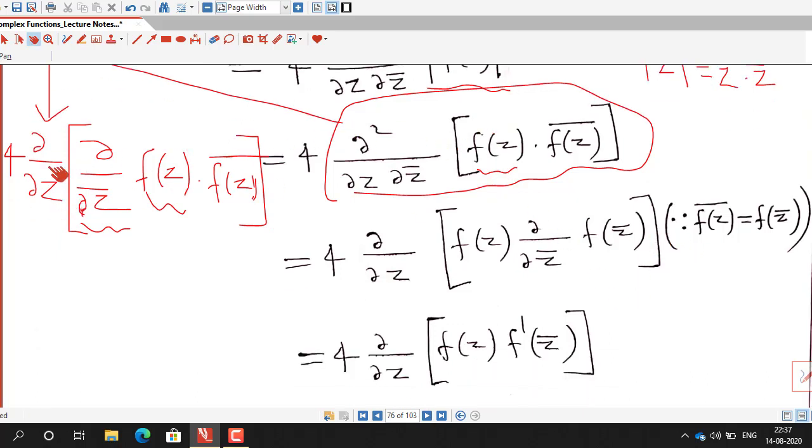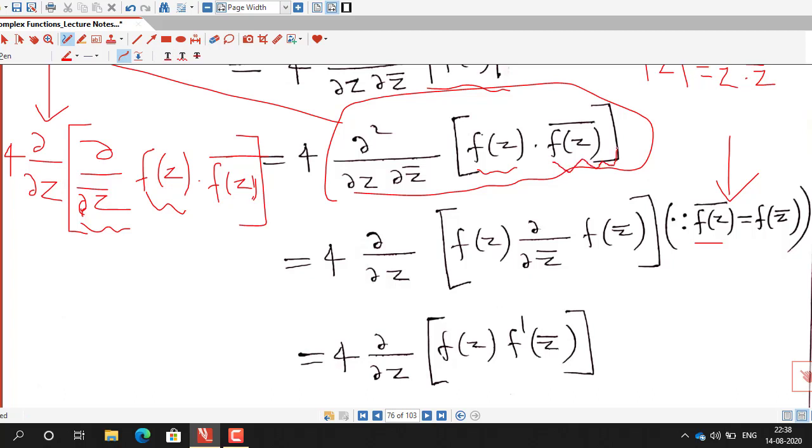Okay, this step you can understand in this way: 4 outside, del by del z of del by del z bar of f of z into f of z bar. Now here derivative is with respect to z bar, so we consider f of z as constant and take the partial derivative of f of z bar with respect to z bar. And also we are using this fact, conjugate of f of z is f of z bar, conjugate of a function equal to function of conjugate. So that property is used here.